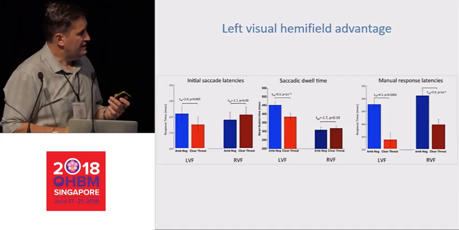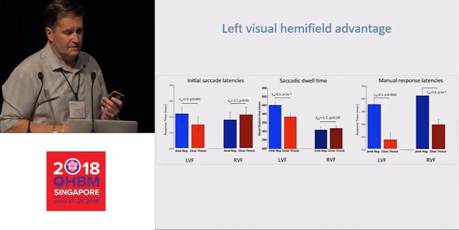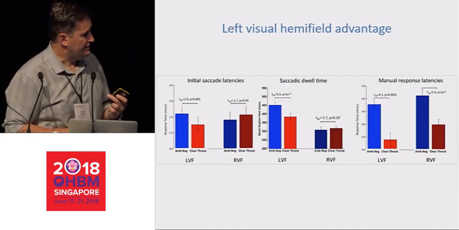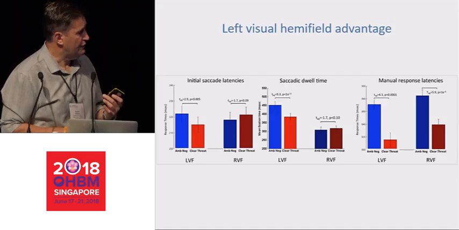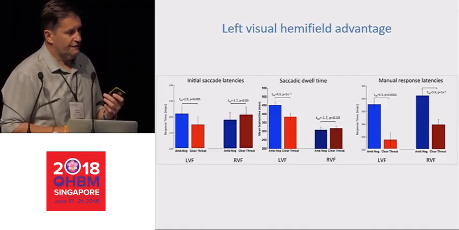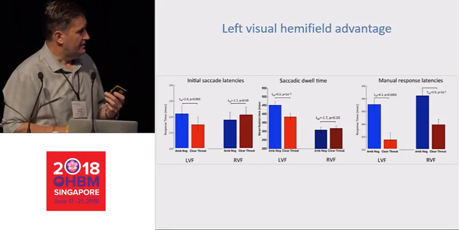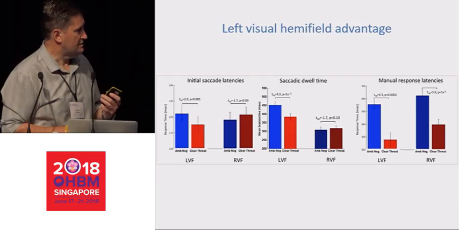And for the manual responses, we had huge effects of visual field. They were faster to respond to the left visual field than to the right visual field, and also a huge effect of condition, with subjects being faster to respond to the direct threat scenes versus merely negative scenes.